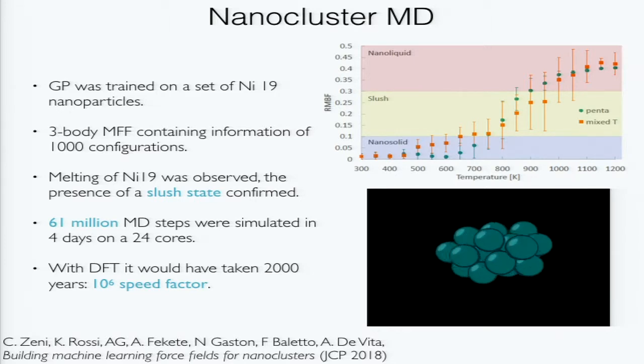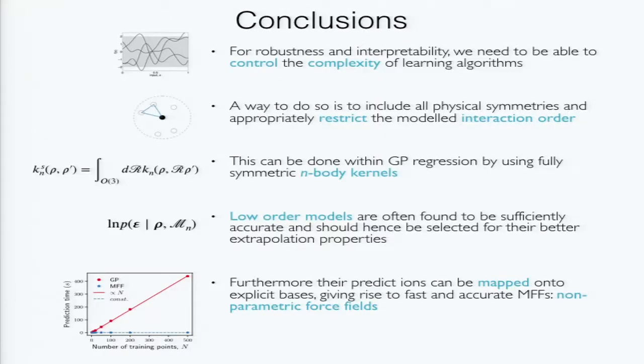The nice thing is that this was done with almost DFT accuracy. The error on force was on average 10% relative to DFT, which is quite good. It's what you consider to be chemical accuracy for the system. And with DFT, it would have taken 2,000 years, which is a 10 to the 6th speed factor you get from mapping the potential, which is very good and interesting if you need to do very large systems, or small systems but for a very long time.